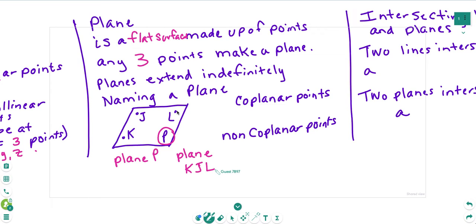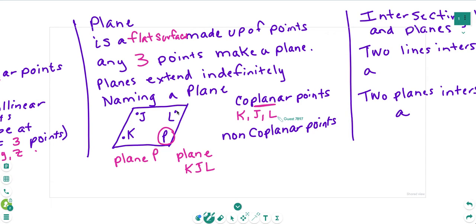All right, let's talk about coplanar points and non-coplanar points. Coplanar, again, you can kind of see the word plane kind of hidden in there. Coplanar points are points that lie on the same plane. So K, J, and L would be considered coplanar points.